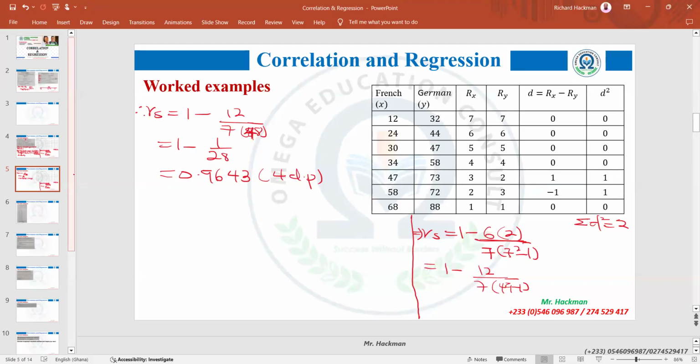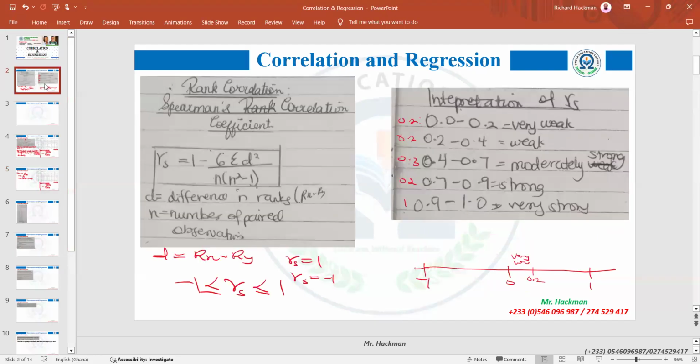Now if you look at this, let's go to the scale. 0.96. Let's see where it lies within our scale. It lies here, is that not it? Please, do you agree that it lies here? Yes, so that is between. Once that is the case, it means we are looking at a very strong relationship. Now let's go and have our interpretation done.